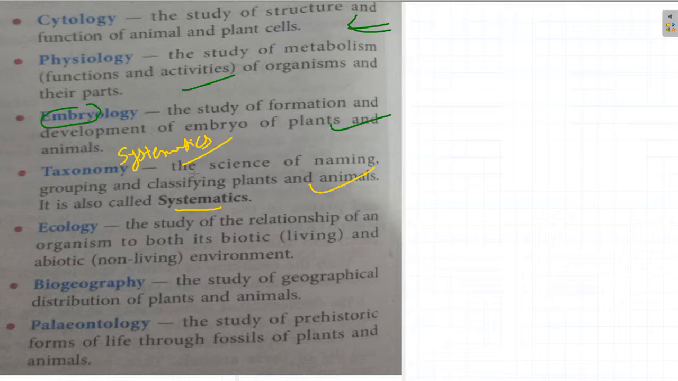Next is ecology. Ecology, study of relationship of an organism with its environments. And organisms includes both biotic, that is living, and abiotic, that is non-living. Right? Study of relationship of both living and non-living organisms with their environment is called ecology. Important branch. Now, biogeography, study of geographical distribution of plants and animals is called biogeography. Paleontology, study of prehistoric forms of life through fossils, right, of plants and animals is called paleontology.